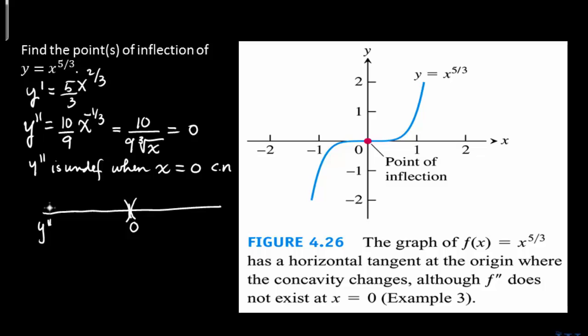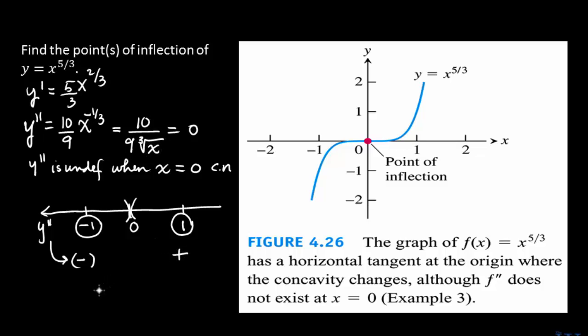Okay, so now we take a number to the left of 0. Negative 1 is our test point, and 1 to the right is our test point. So what is y double prime? Well, look, we'll plug in negative 1 in here. And so what is the sign of the whole fraction? It'll be negative. So y double prime is negative. And then to the right of 0, we plug in 1 into x, and the cube root of 1 is just 1, so the whole thing would be positive.